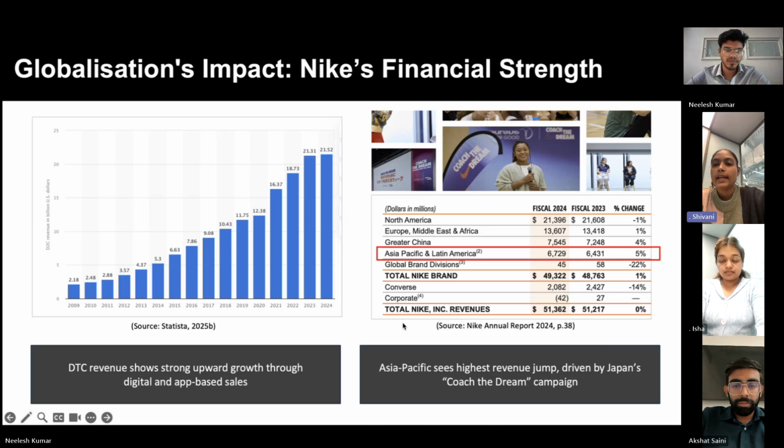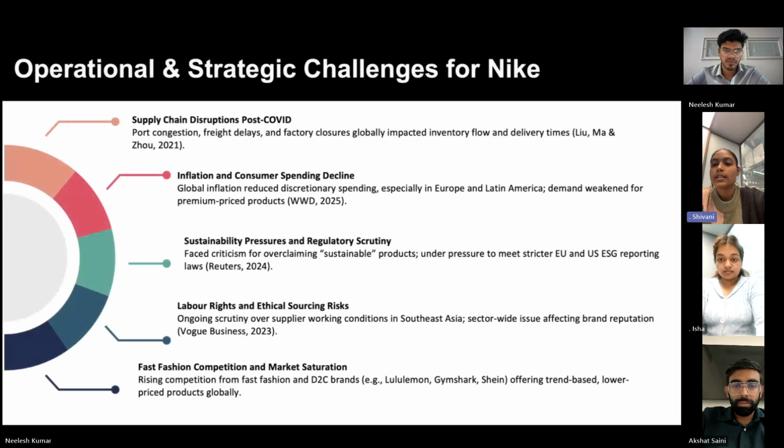The second graph highlights Nike's highest regional revenue growth in Asia Pacific, with Japan being a key driver. The growth is strongly linked to campaigns like Coach the Dream, which focused on empowering girls through sports, showing how localization also leads to measurable growth. Together, these results reflect how Nike's global strategies, when adapted to local needs, don't just build the brand, they deliver tangible financial impact. And the next slide is: despite its global success, Nike faces several ongoing challenges across different markets.